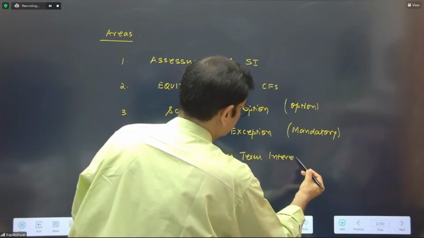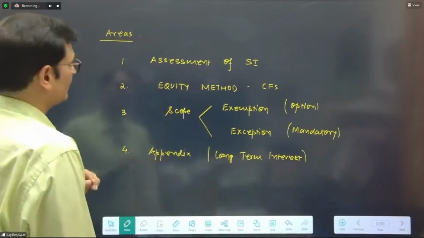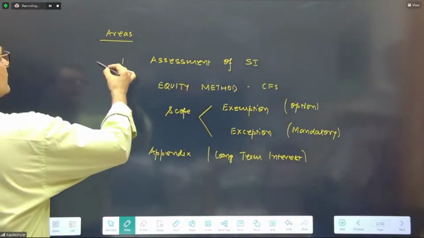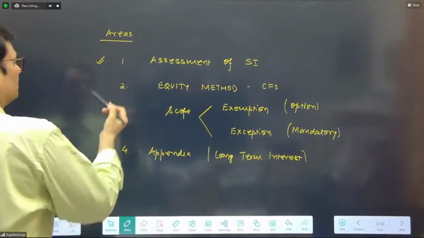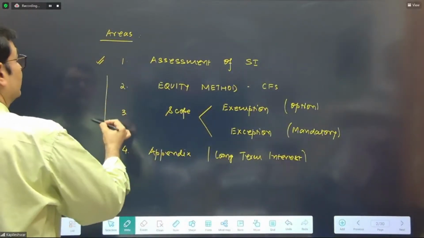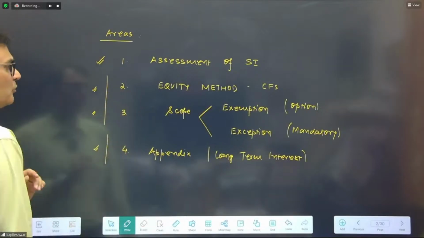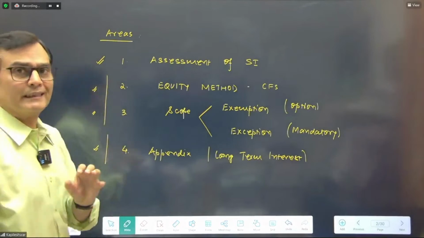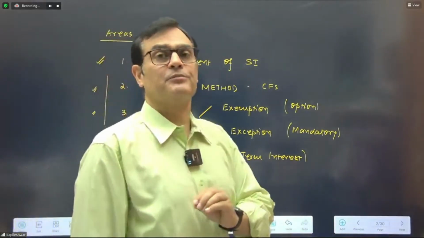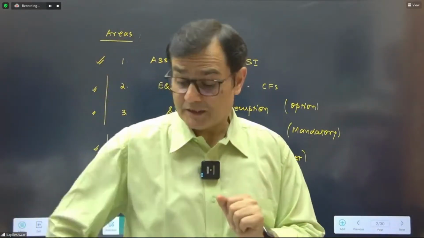So these are the four sections we're going to cover in this particular standard, not necessarily in the same order. I'll first start with this part, then depending upon my time, I might go to this part and this part. And finally, of course, last we'll go to this part. So this is the total area we need to cover in terms of Ind AS 28. So let's begin the journey.